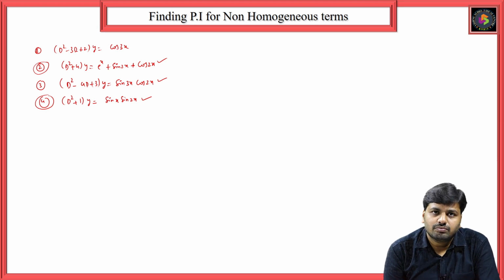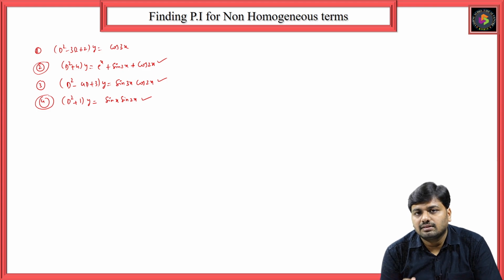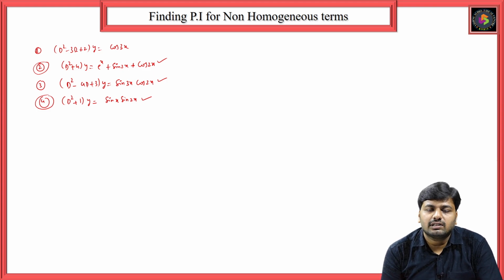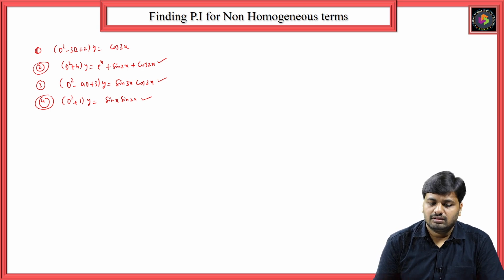Now this is case 2. Till now we have discussed case 1 and case 2. The special case is 2 cases. One is that Q of x will be e power x, and one is that Q of x will be sin ax and cos ax. Now the next module will finish the third case.